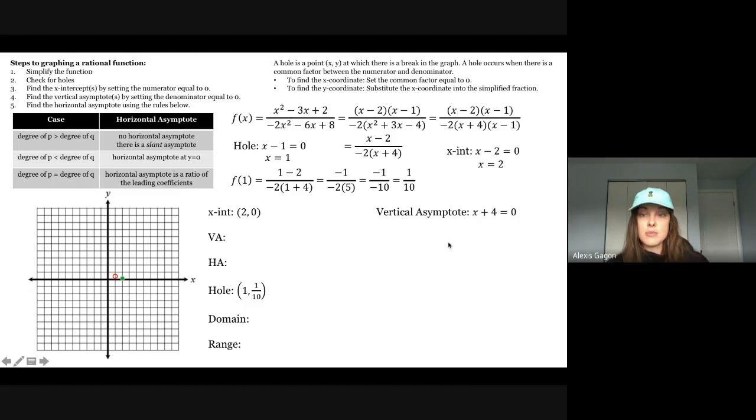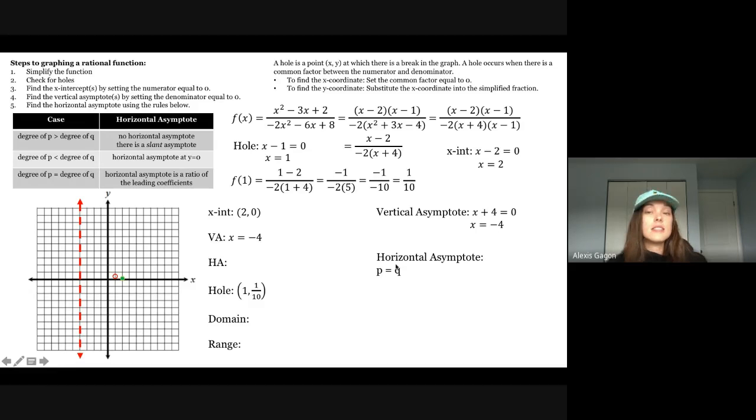So I'm going to set that x plus 4 equal to 0, because negative 2 is never going to equal 0, which means that x equals negative 4. So we have a vertical asymptote at x equals negative 4. And I'm going to go over to negative 4 and just draw a dotted line right there. Okay, the dotted line denotes that it's an asymptote, that nothing can hit that asymptote. Okay. And then horizontal asymptote, we have to use these rules.